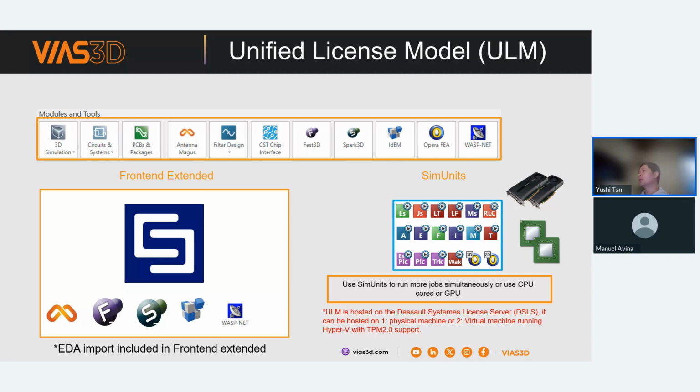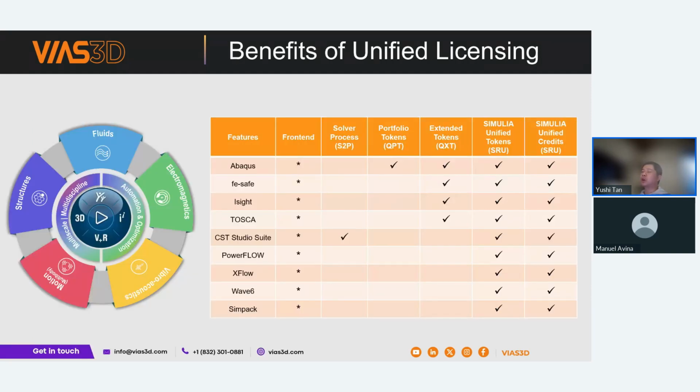Right? So if I look at the chart over here to showcase the benefit of the new licensing, on the left over here, we see a lot of features, right? Basically just breaking down by tools, and Abaqus, fe-safe, Isight, Tosca, they all combined into the established portfolio for SIMULIA now. Now CST being the new addition to the SIMULIA portfolio, and also PowerFLOW and XFlow, Wave6, SIMPACK, those are combined in this new licensing.